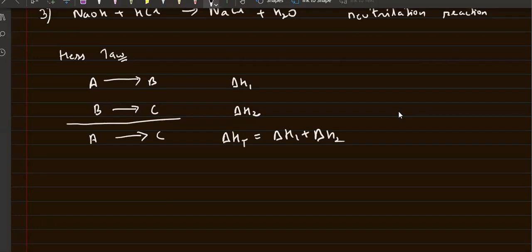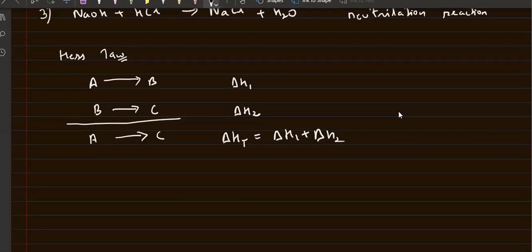Makes sense, no? So this is your Hess law, as simple as that. I'm trying to explain everything in a very simple way, because when you try solving problems, you will know how to use these equations. Anyone have any doubt in this?